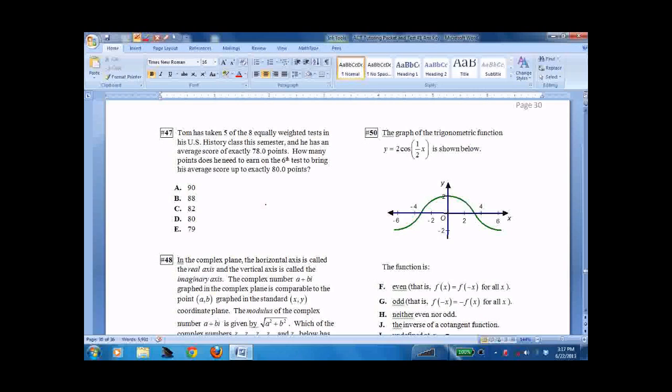Problem number 47. Tom has taken 5 of the 8 equally weighted tests in his history class, and he has an average of 78. How many points does he need to earn on just the 6th to get his average up to nearly 80 points? So I don't care that there's 8, I only care about 6.